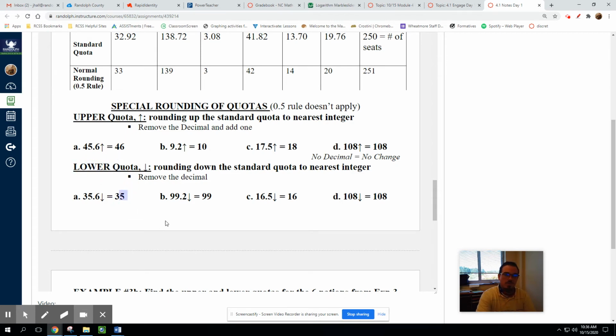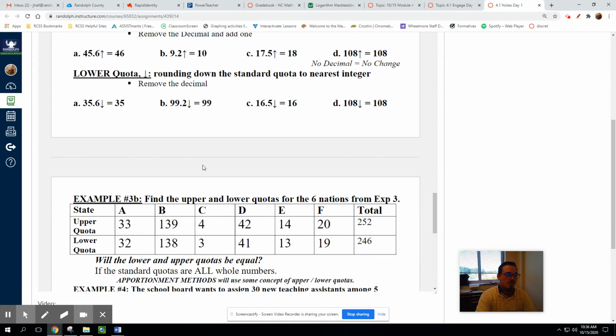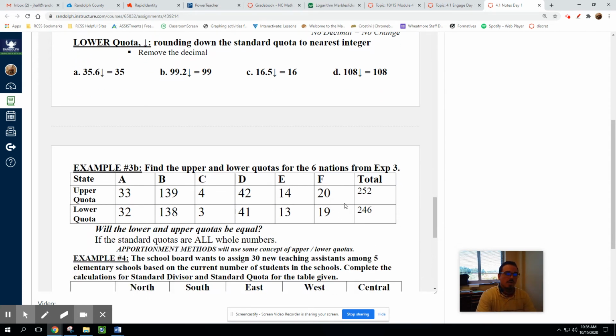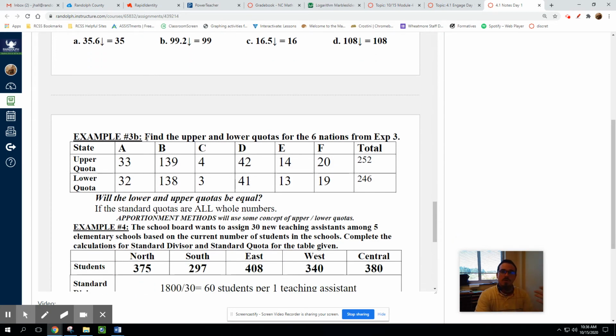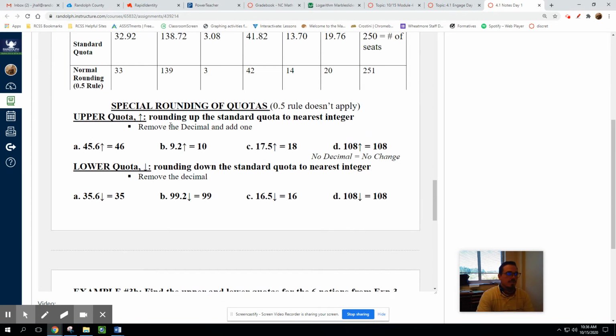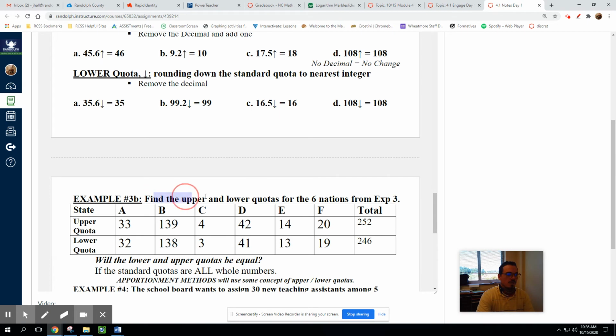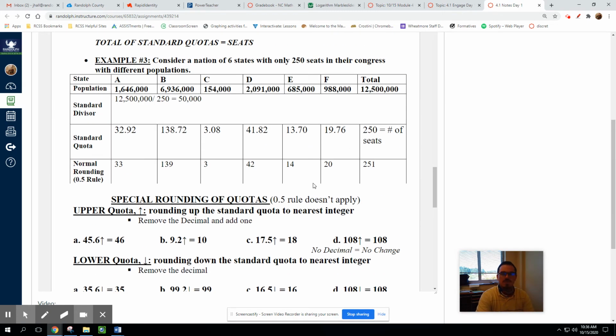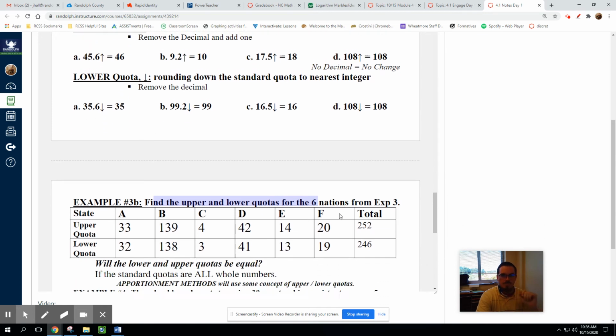So that should be 35. This will be 99, 16, no decimal, no change. This will still be 108. These are our special roundings of quota, and we have to use them in order to equal the total number of seats. So, example 3b, going back to the example we had before, let's find the upper and lower quotas of the 6, it says nations, but states, from example 3.